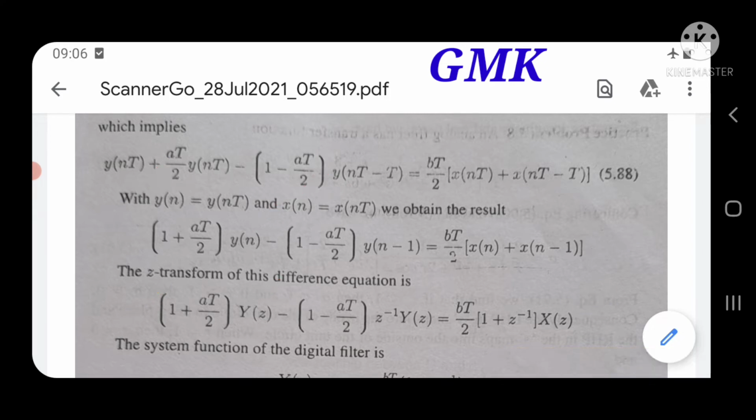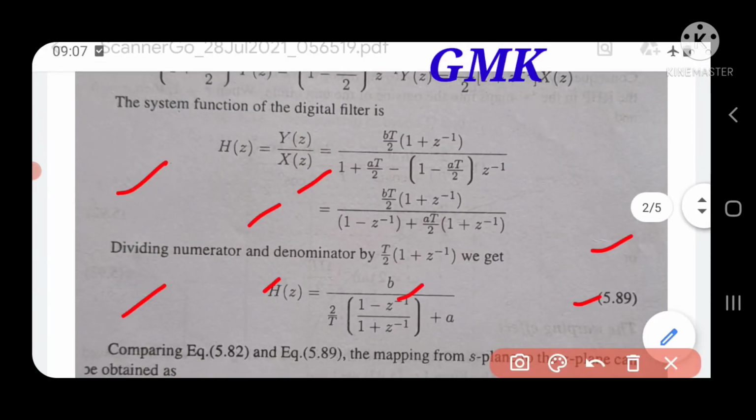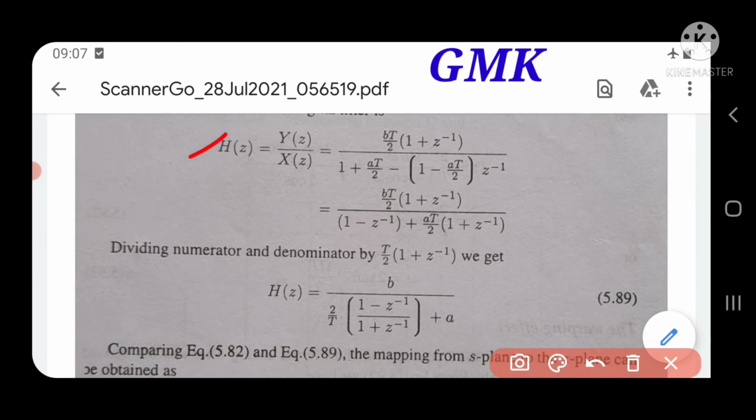So from this one, by using Y of z as well as X of z terms, we can construct the transfer function in the z domain, that is nothing but H of z. H of z transfer function is equal to this one actually. H of z is equal to Y of z by X of z. So this is a transfer function in the z transform domain. After that, by taking the corresponding adjustment in this equation, by taking the LCM, all those things, we will get it like this. By dividing the numerator and the denominator by T by 2 into 1 plus z inverse, we will get like this, so that it can be converted into a generalized format.